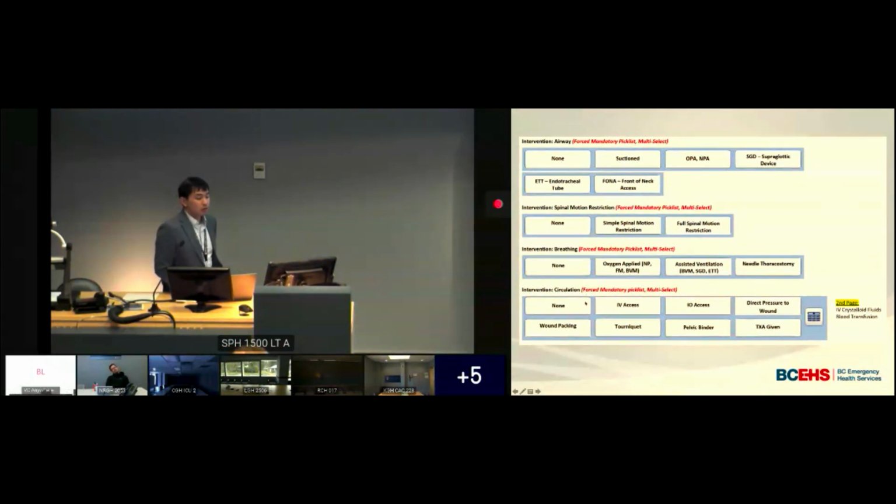And then for circulation, it's all the other interventions. So establishing either IV or IO access, providing direct pressure to the wound, packing if relevant, having to use a tourniquet to get hemostatic control, putting a pelvic binder on, giving TXA. And then unfortunately the same thing. There are 2 other interventions for trauma, so giving IV crystalloid and then blood transfusions. As you know, we've started to introduce blood in the pre-hospital environment just recently. So again, there's a second page for the last 2 options.